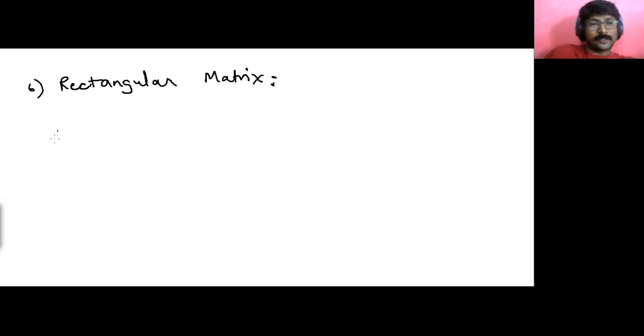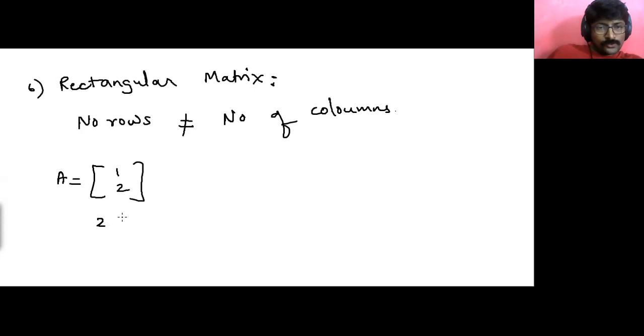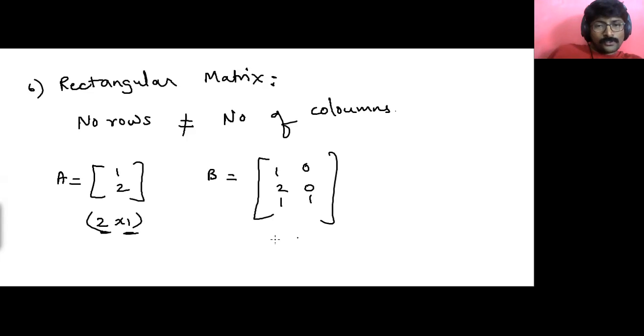But right now there are very limited types of matrices. What is a rectangular matrix? The number of rows is not the same as the number of columns. What do you mean by that? Matrix A would be something like this: 1, 2. So there are 2 rows and 1 column, so the number of rows is not the same as the number of columns. Or matrix B would be something like this: 1, 2, 1, 0, 0, 1. So there are 3 rows and 2 columns. In this case, these are called rectangular matrices.